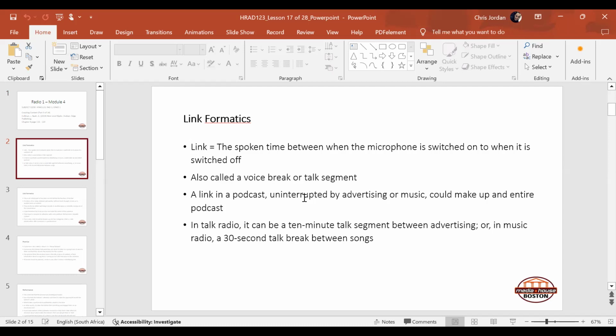A link in a podcast, uninterrupted by advertising or music, could make up an entire podcast. Normally we don't include music, unless it's a streaming show like a 3 hour radio show that is streamed online. But in terms of the authenticity of what we define as a podcast, normally no music is in there, and it's just one big whole 30, 40, 50 minute link, right? In talk radio, it can be a 10-minute talk segment between advertising. Or in music radio, it could be down to even a 30-second talk break between songs. We could do a nice little admin link there, some housekeeping, some teasing, whatever it may be, right?